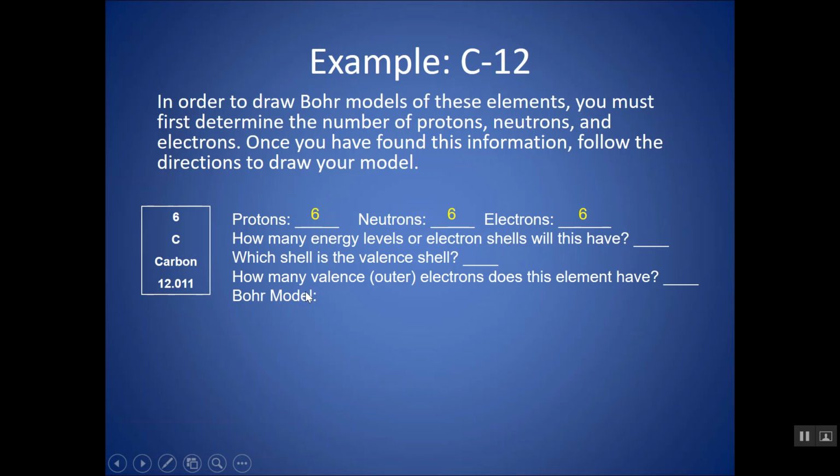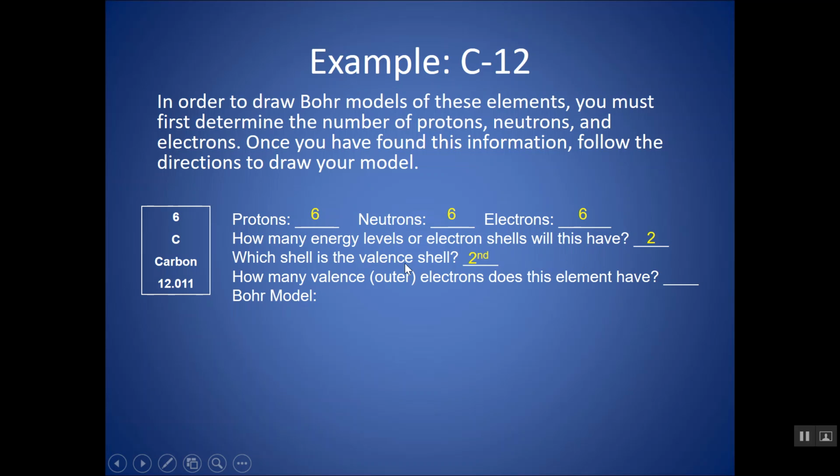So when you're thinking about drawing your Bohr diagram, and you'll see how I put these guiding questions to think about how many energy levels or electron shells you're going to need. If I have 6 electrons total, and I know only 2 can fit into the first, that means I'm going to have 2 in the first and then 4 in the second. So I'm going to have 2 electron shells.